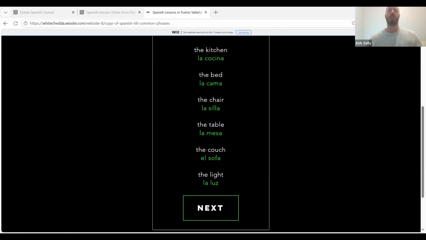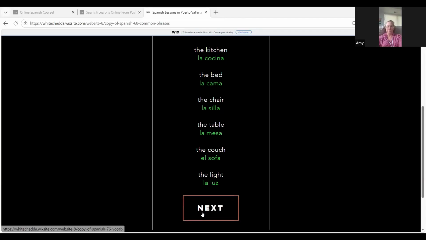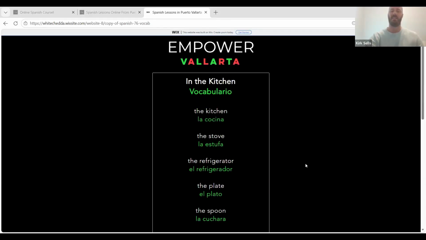Excellent. And then the next one for turn on the light comes from the verb prender, which is to start or to light. Let's try prender la luz. Actually, it's prende la luz is the command. Prende la luz. Turn on the light. Prende la luz. Really nice. Yes. Good. Okay.